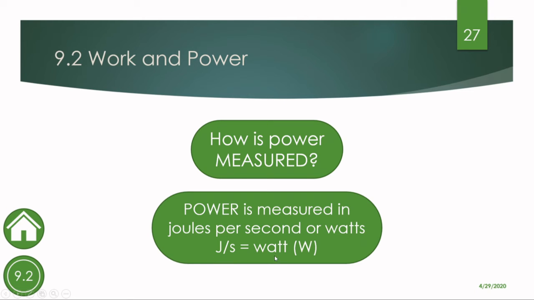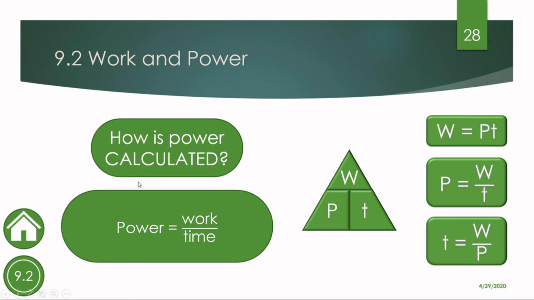So, for example, a 60-watt light bulb is transforming 60 joules of energy every second from electrical energy into heat and light. Power is equal to work divided by time. So once again, we can put a formula in a triangle. P is equal to W divided by T. And once again, we can rearrange this formula 3 different ways using this triangle.